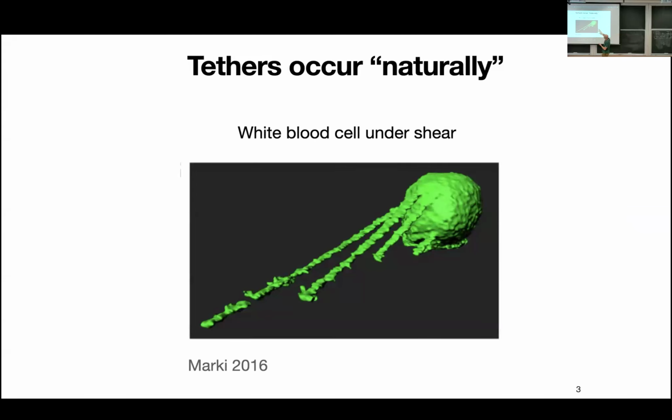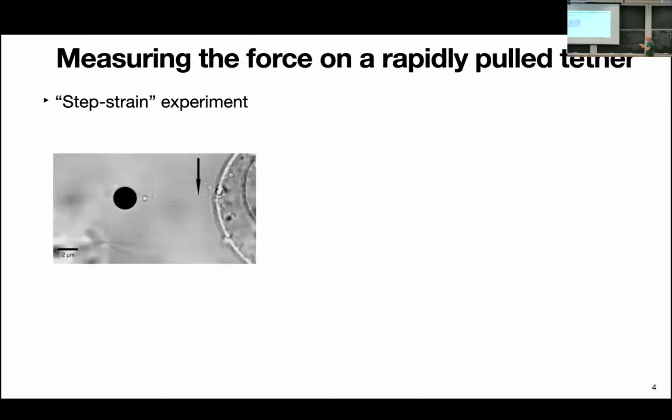They were discovered in white blood cells. As the white blood cells are passing through the vasculature, part of the membrane sticks to the lining of a vessel, and it's carried along with some flow, and these tethers are extracted, which allow the cell to cling on to the part of the body, the vasculature, where it wants to be. So they have some physiological significance. Today, I'm going to talk more about how tethers can be used to probe the mechanics of the cell membrane.